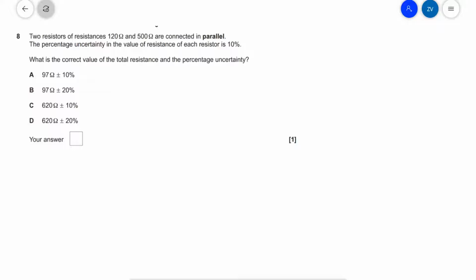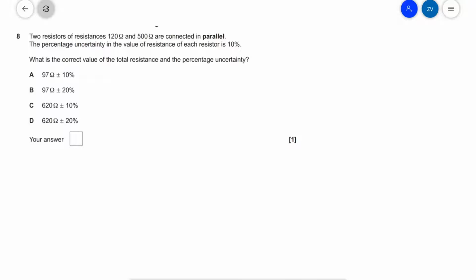Okay, let's have a look at question 8, which is a little bit tougher. In fact, according to OCR's examiner's report, this was only accessible to about a quarter of the candidates. Well, let's have a go. First off, we have two resistors, 120 and 500 ohms, connected in parallel. The percentage uncertainty in the value of each resistor is 10%. What is the correct value of the total resistance and the percentage uncertainty?